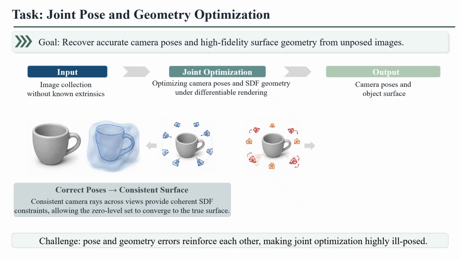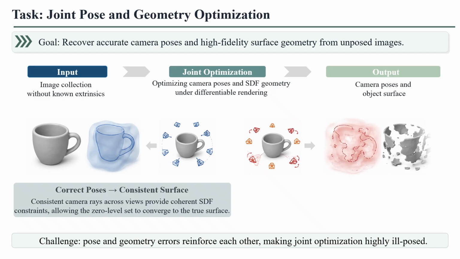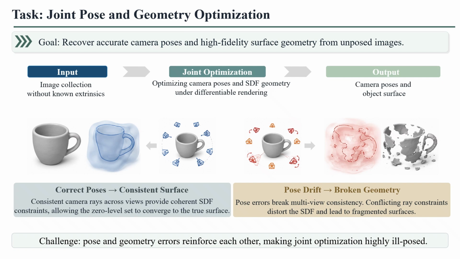When poses are accurate, multi-view rays provide consistent geometric constraints, allowing the zero-level set to converge to the true surface. However, when poses drift, these ray constraints become inconsistent, which distorts the SDF geometry and leads to fragmented surfaces.